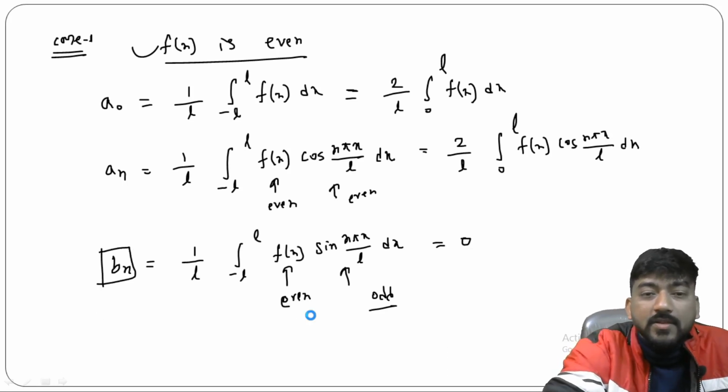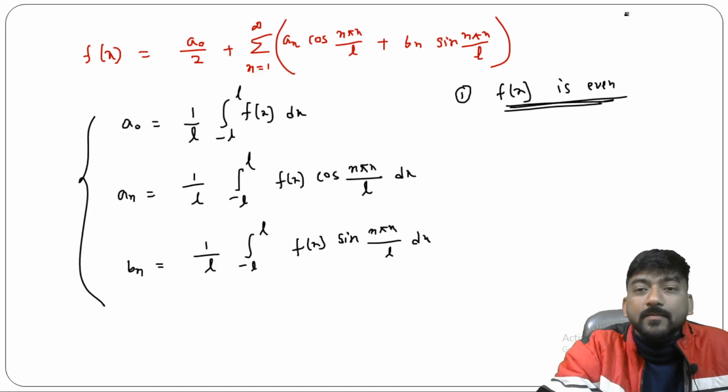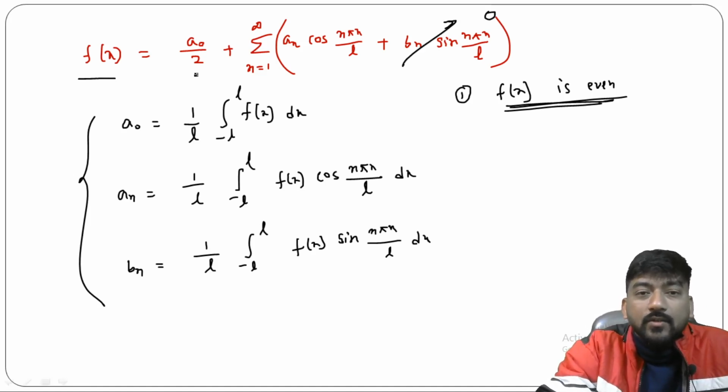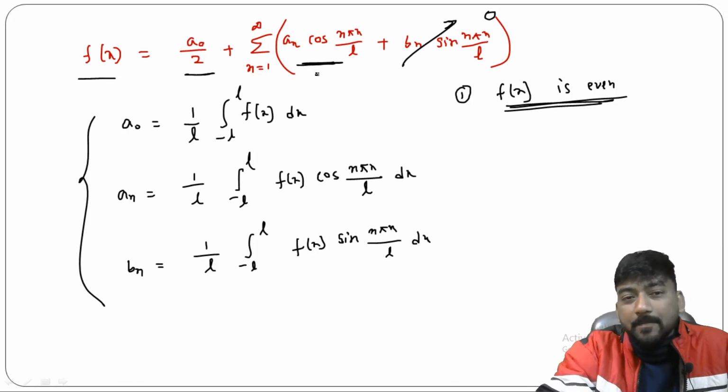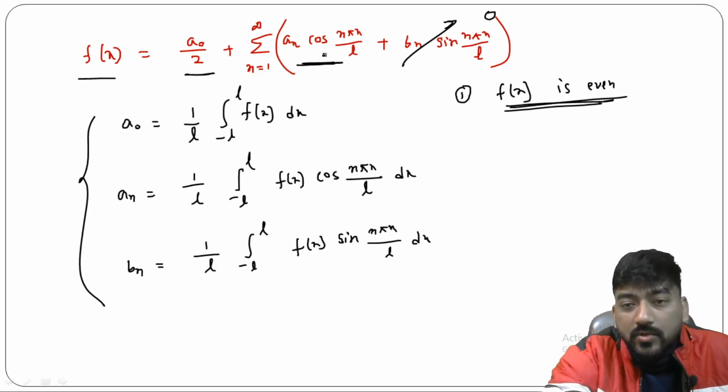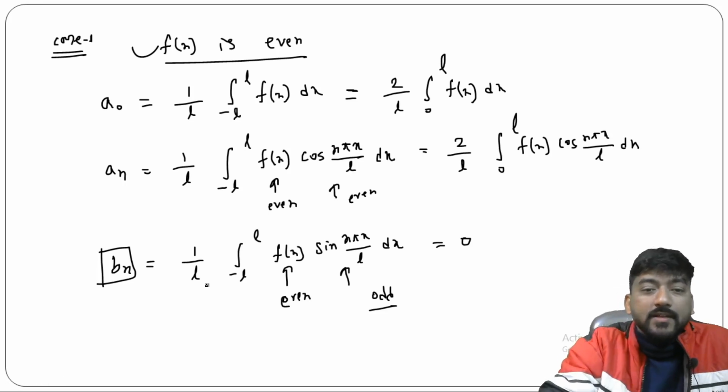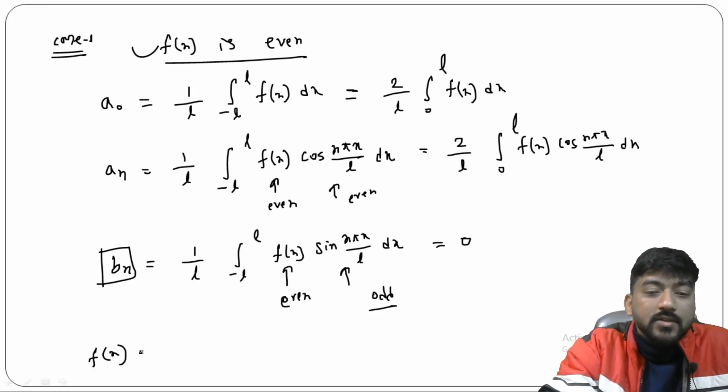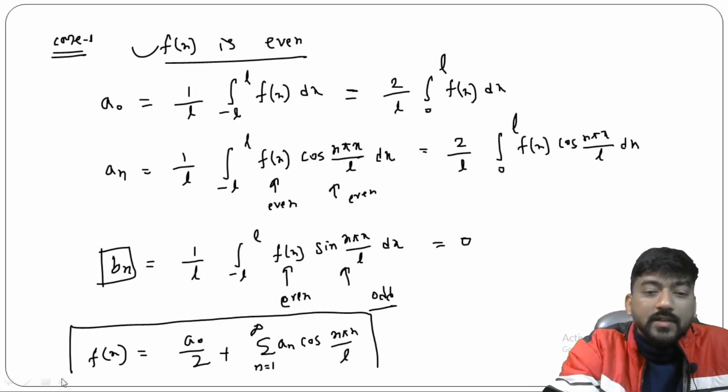So if b_n will be 0, then this term will vanish, okay. So you will end up with only this constant term plus these cosine terms. So this will convert it into a cosine series. So what will you get? You will get f of x is equal to just a_0 by 2 plus summation n is equal to 1 to infinity a_n cos n pi x by L. So this will be your Fourier series. In that case, you will end up with this, so this will be just a cosine series.